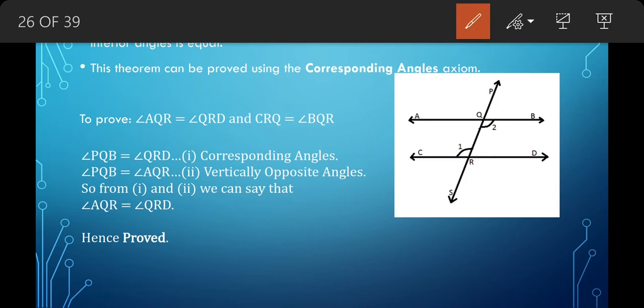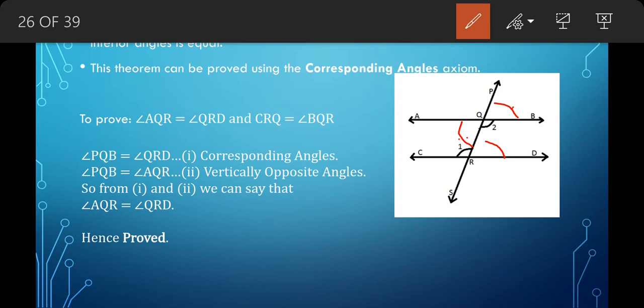Here we know that PQB equal to QRD. Why? Because they are corresponding angle pairs. Similarly, PQB is equal to AQR, because these two are vertically opposite angle pairs, where the AB line and PS line are intersecting at Q. So PQB is equal to AQR, vertically opposite.